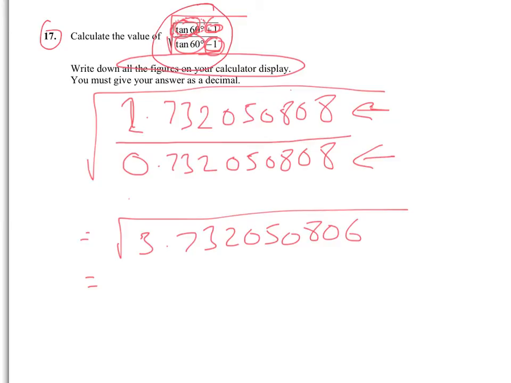So if there are questions on things that we've covered, then do those first of all. But if you've got spare time, and a lot of people will have in the exam, then give this a go, see what you can get. So it says in the question, write down all the figures in your calculator display. When I do the square root of this 3.732050806, I'm getting 1.93185165. And there's our answer.